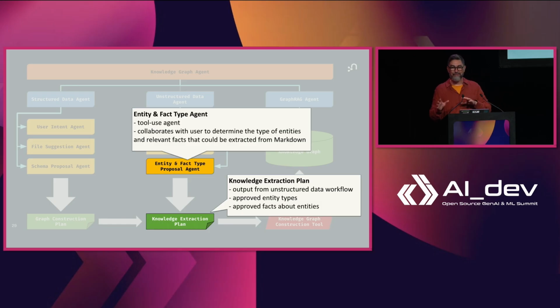If the agents have gotten that far and the human has approved of everything, you can finally go through and actually construct the graph.